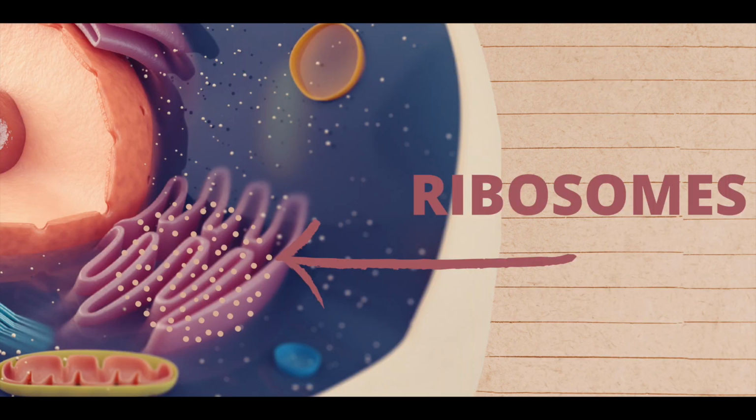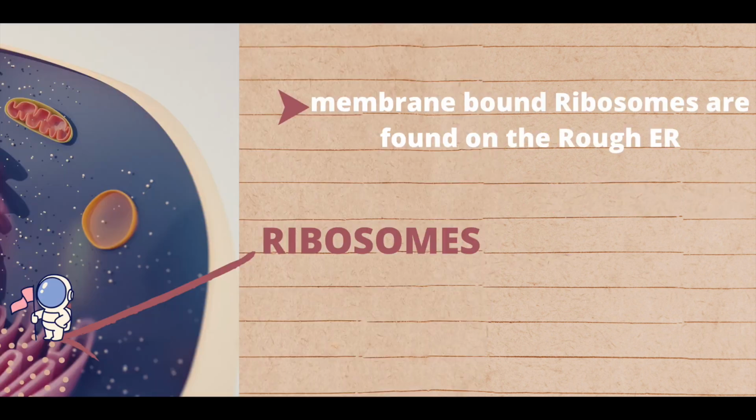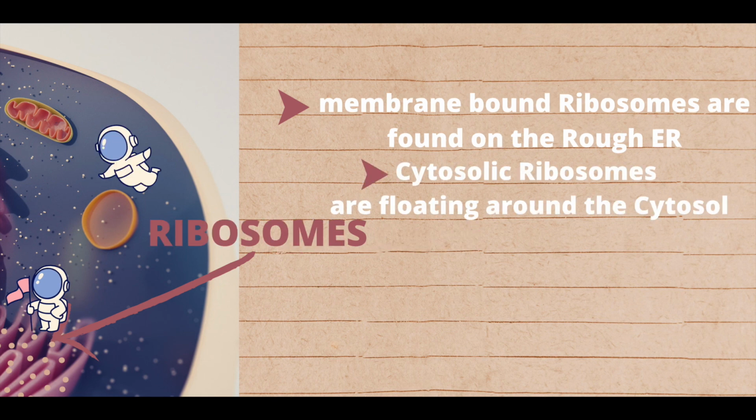Next, we have our ribosomes. Remember, ribosomes are found on the rough ER, and that's what makes them rough. So these ribosomes are called the membrane-bound ribosomes. They're also found floating around freely in the cytosol. So these are called free ribosomes or cytosolic ribosomes.